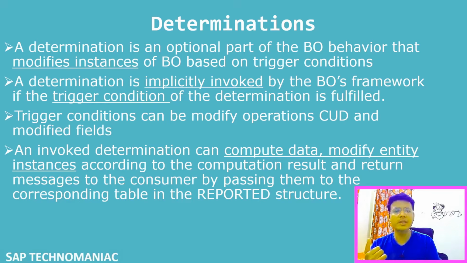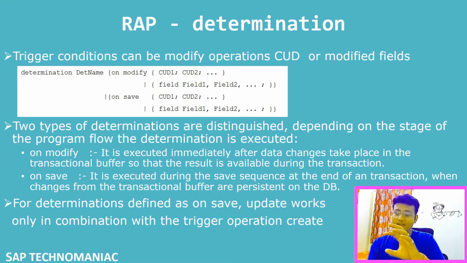In our scenario, we will update the total price. If the price of the booking and booking supplement gets changed, as soon as those get changed, the total price field should be automatically updated. We will do that using determinations. But before doing that, let's understand the structure of determinations.